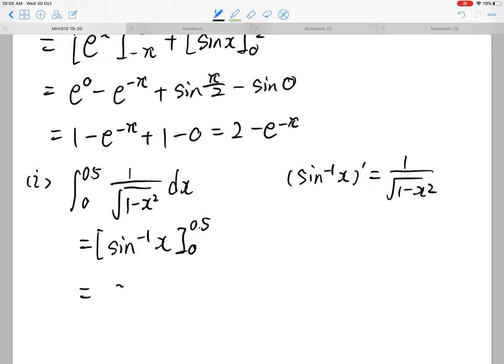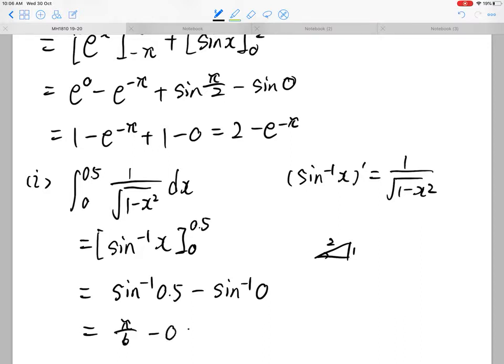Then what is sine inverse 0.5? It's just sine what equals 0.5. Notice that if pi is 30 degrees, then sine pi over 6 is 1 over 2. So sine inverse 0.5 is pi over 6. And sine inverse 0 just means sine what equals 0. Sine 0 equals 0, so it's 0. So the answer is pi over 6.